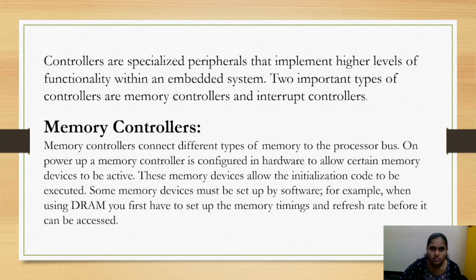Controllers. Controllers are specialized peripherals that implement higher levels of functionality within an embedded system. Two important types of controllers are memory controllers and interrupt controllers. Memory controllers connect different types of memory to the processor bus. On power up, a memory controller is configured in hardware to allow certain memory devices to be active. These memory devices allow the initialization code to be executed. Some memory devices must be set up by software. For example, when using DRAM, you first have to set up the memory timings and refresh rate before it can be accessed.